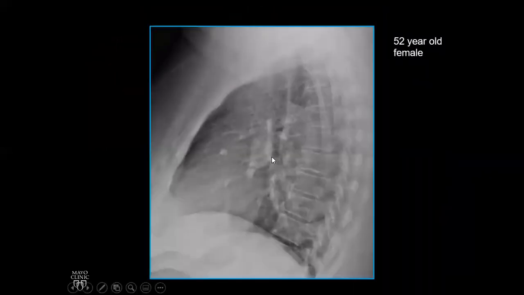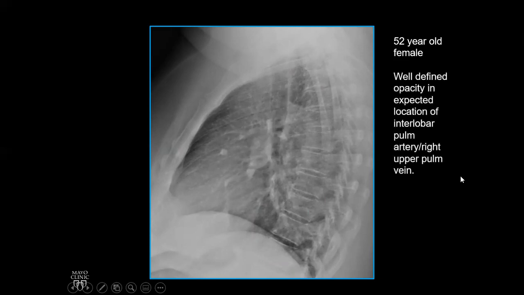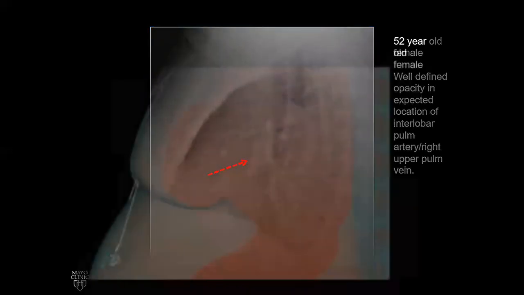So here's someone else. Here, there's a sharper, more distinct circular opacity in this neighborhood. Again, we still have our trachea. You can see there's a right upper lobe bronchus and a left bronchus, probably the left main bronchus. And right out here in front of it, we have something that you could almost draw a circle around. We have a well-defined opacity in the expected location of the interlobar pulmonary artery and right upper pulmonary vein. And we'll show you what's making that circle in this patient.